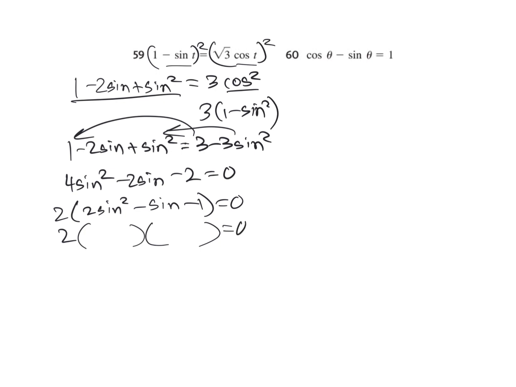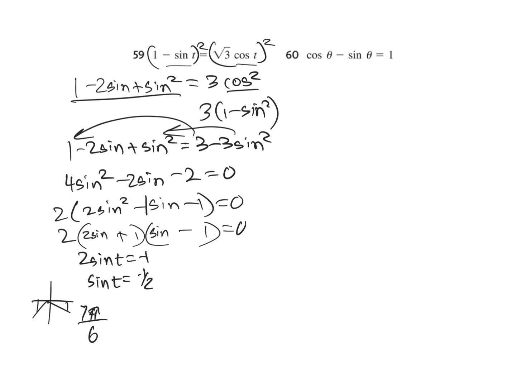The 2 on the outside doesn't mean anything. So 2 sine, 1 and 1. So this has to be a negative 1, so make that negative and this plus. So 2 sine of t equals negative 1, so sine of t equals negative 1/2. Where's y negative 1/2? At 7 pi over 6 and 11 pi over 6.